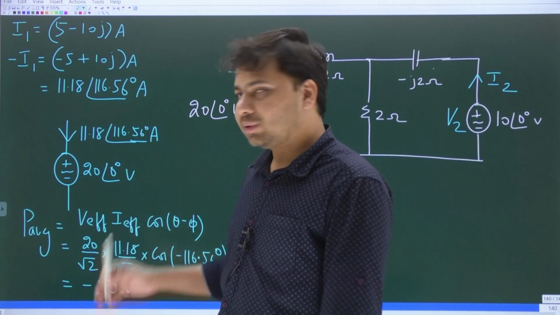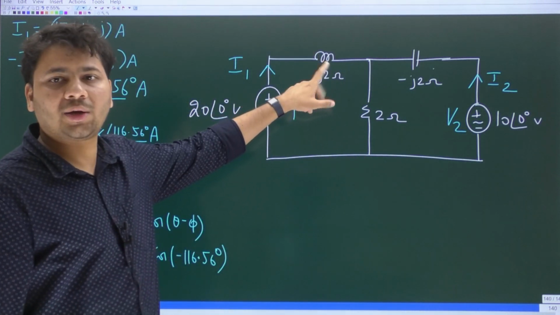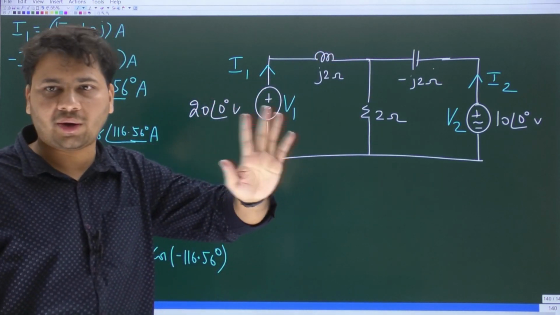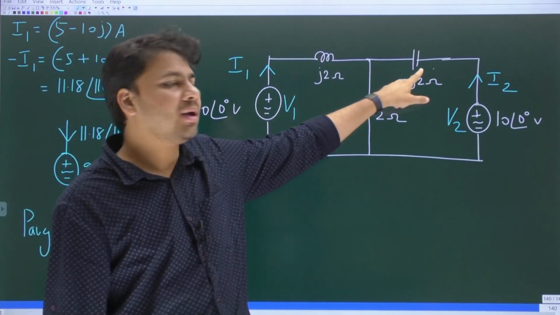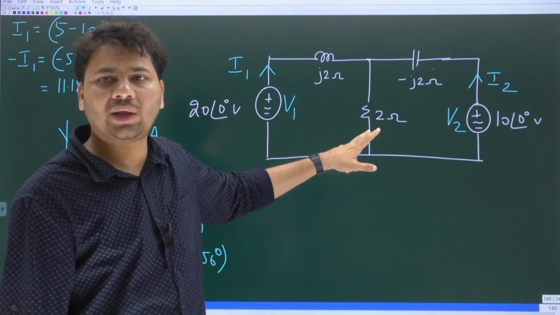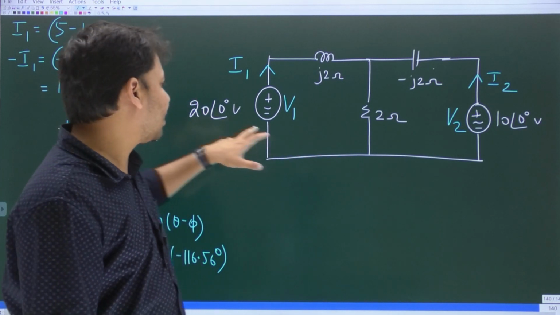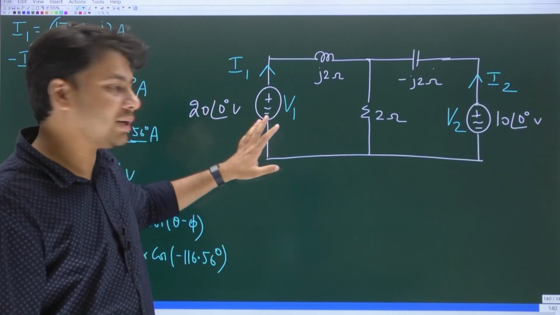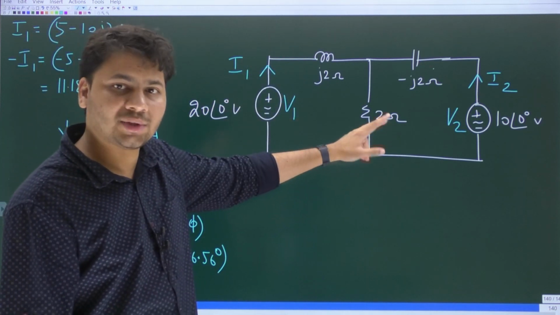See, look at the screen, all of you. What is the average power absorbed by the inductor? 0. Reactive element, average power absorbed is 0. Average power absorbed by the inductor is 0. Average power absorbed by the capacitor is also 0. Previously we found that the average power absorbed by the 2 ohm resistor is 25 watts. And now we found that this source is supplying 50. Look at this. This source is supplying 50. Resistor is absorbing 25.